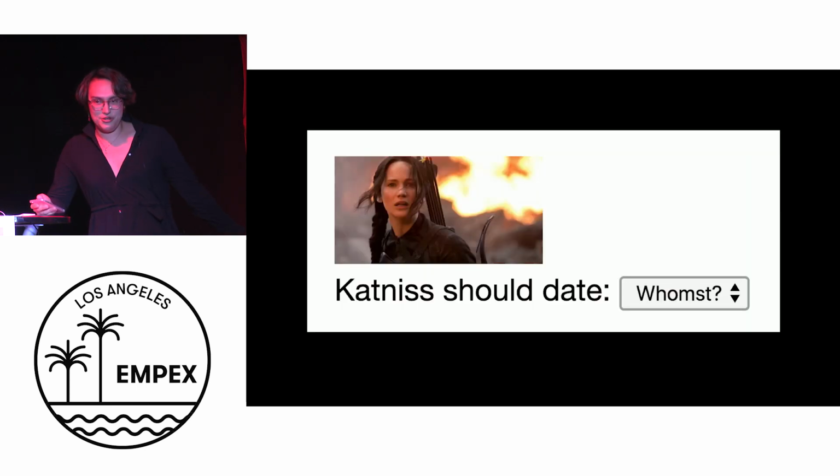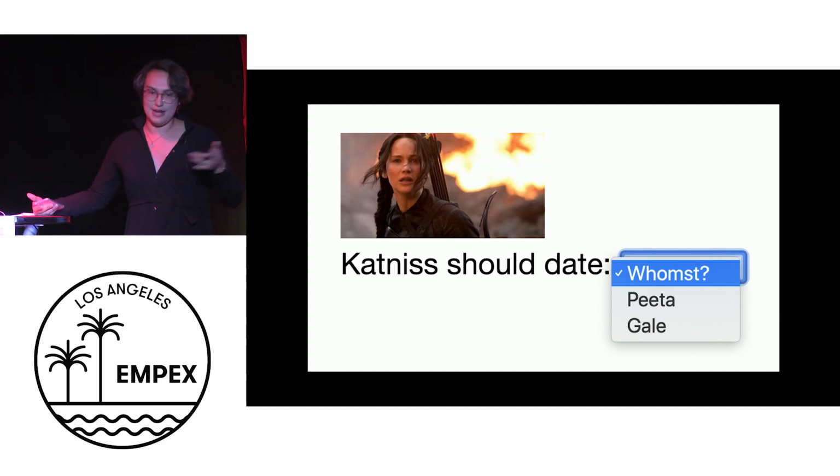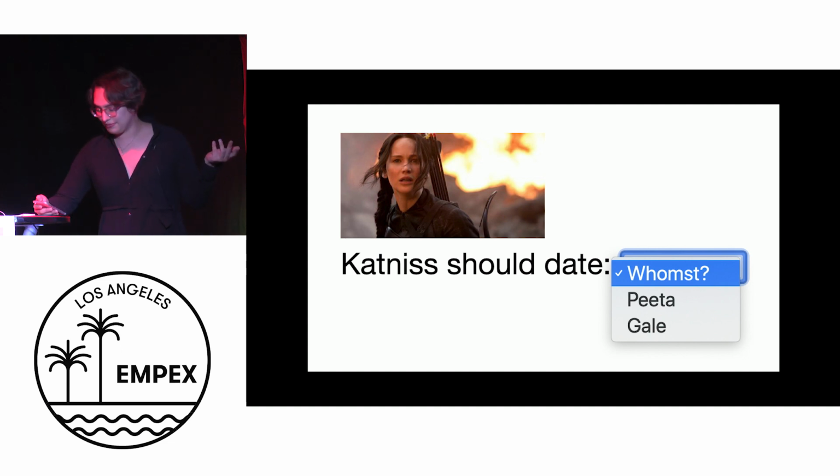So we have a drop down here that says whomst should Katniss date. Peeta or Gale, right? So we have 3 states here. This can be either whomst, which may in your initial implementation be used as null, or some sort of empty value. Or it could be Peeta or Gale, or it could be null, which works great in terms of a first implementation, right? We capture all the states we care about in this UI.